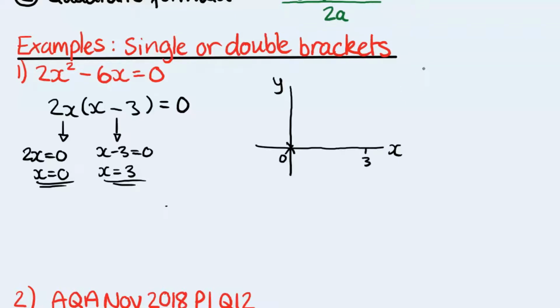Now, is it going to be a minimum turning point or a maximum turning point like that? What you should remember is that whenever the quadratic equation has a positive x squared, then it's going to be a minimum turning point. Okay, so it's going to be upside down. So it'll just look something like this. Okay, so that's the first one done.